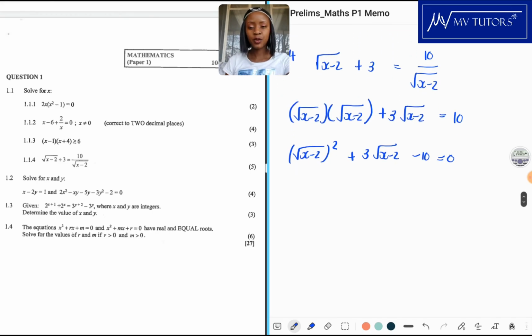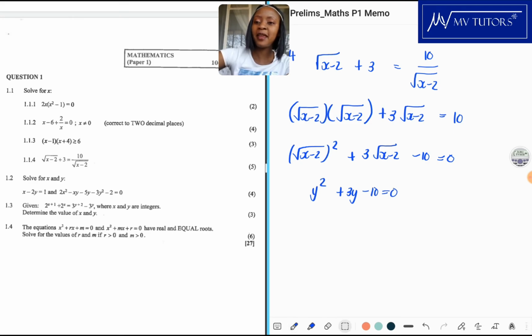For those who are not seeing this, you could make root x minus 2 equal to y, and if you have that, you would then say y squared plus 3y minus 10 is equal to 0, if you want to make things simpler for yourself. But if you can see it, stick to it.